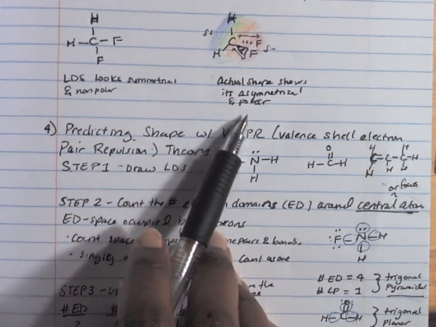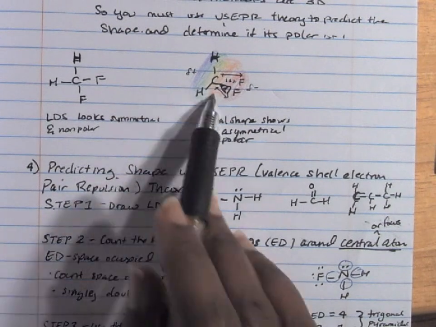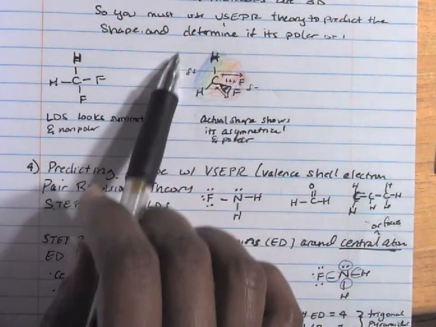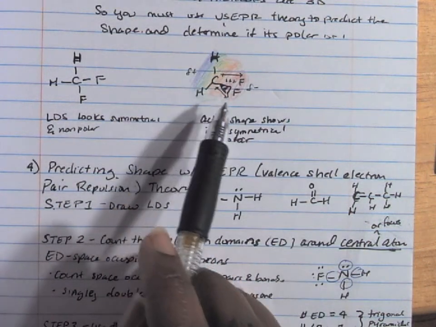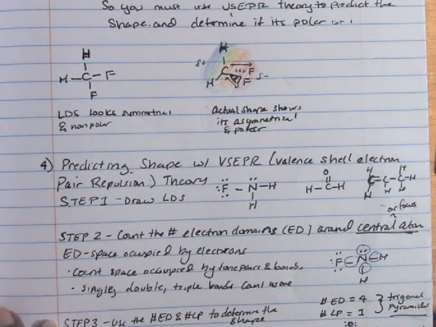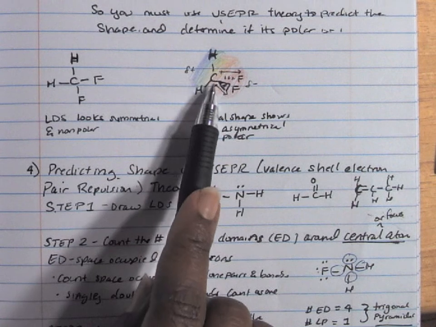Okay, so now that we see that this molecule is polar, and in order to do that, we need to know the shape of the molecule to see if the polar bonds are arranged asymmetrically. Well, then the next question is, how can we tell what the shape of a molecule is?